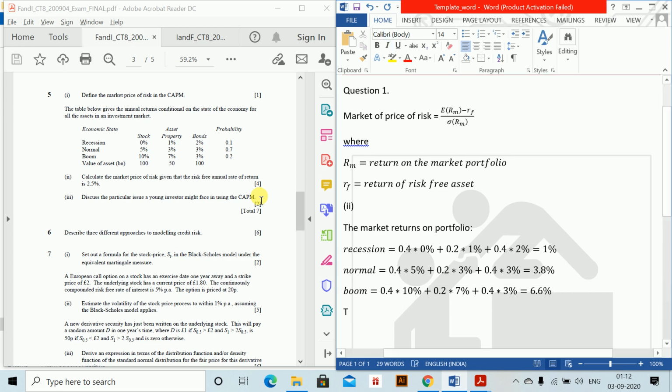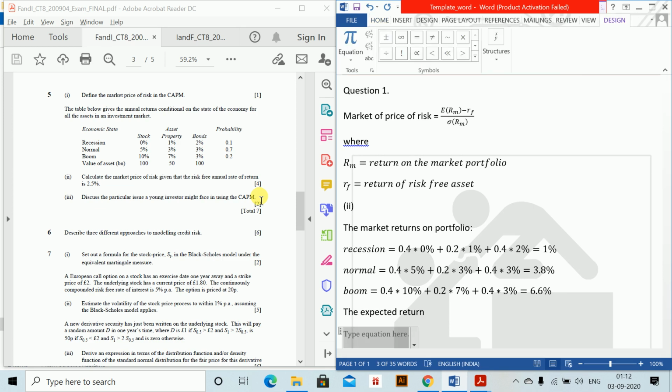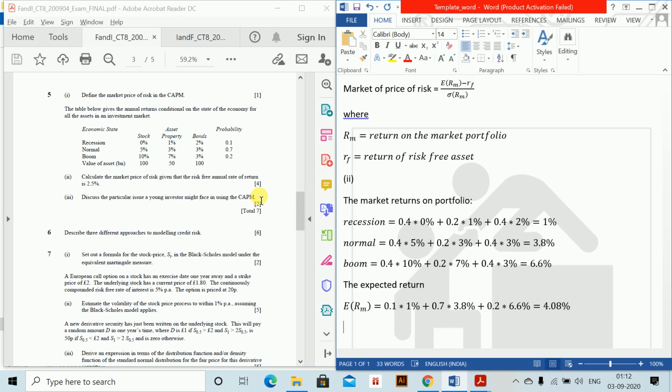Next is the expected return. E[R_M] equals 0.1 times 1% plus 0.7 times 3.8% plus 0.2 times 6.6%, which equals 4.08%. Okay, and then finally we calculate the market price of risk.